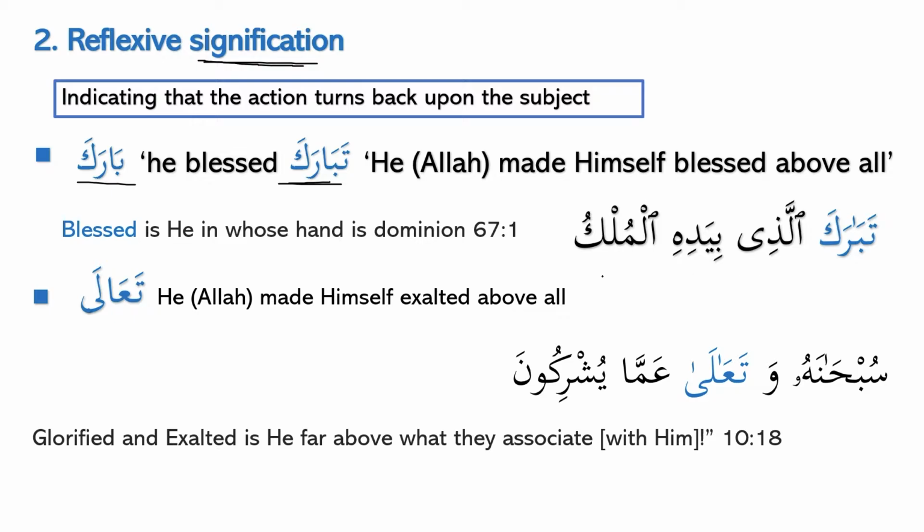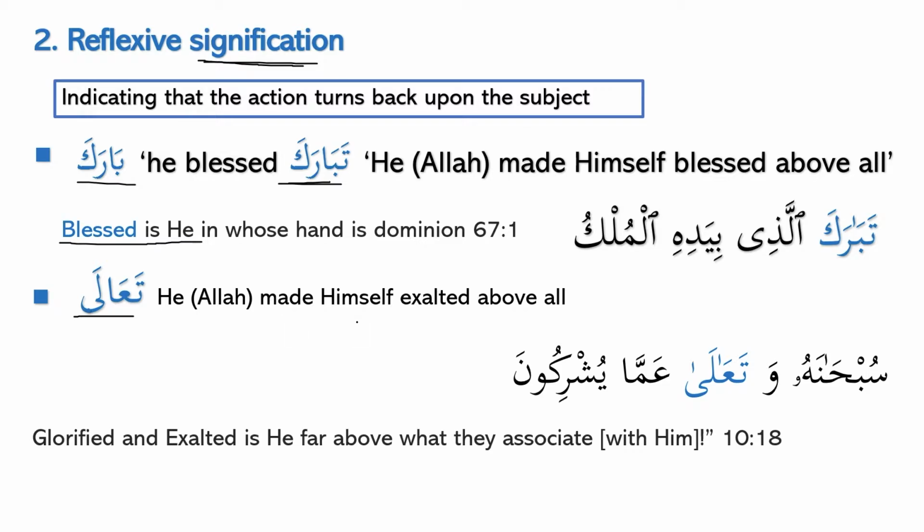We have many examples in the Quran. For example, in Surah Al-Mulk, Tabaraka alladhi biyadihi al-mulk. Blessed is he in whose hand is dominion. So blessed is he, it refers to Allah subhanahu wa ta'ala, and it is used for Allah subhanahu wa ta'ala only.